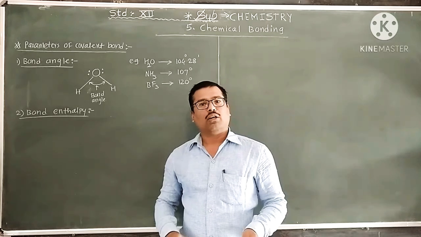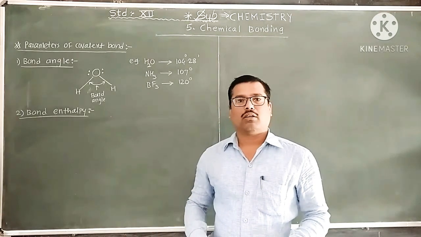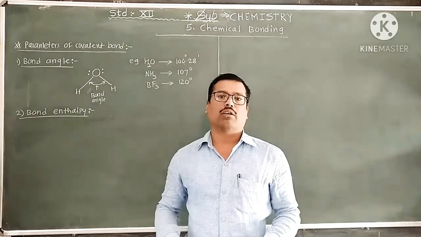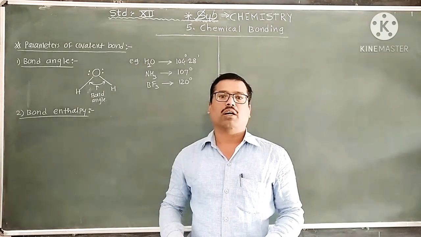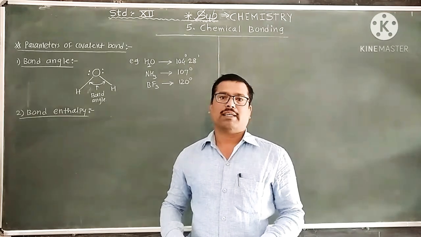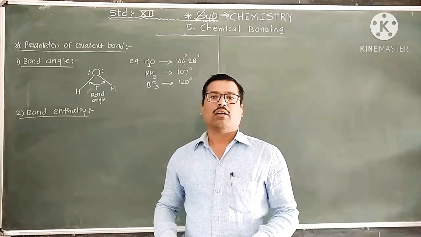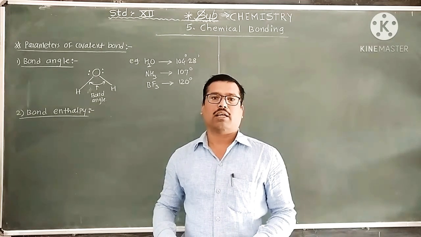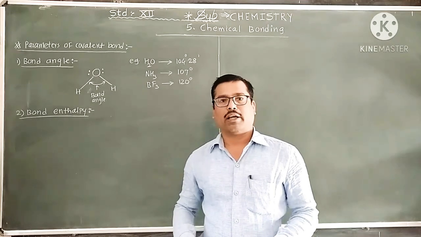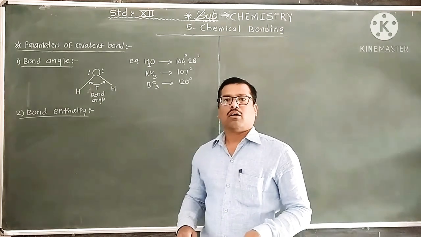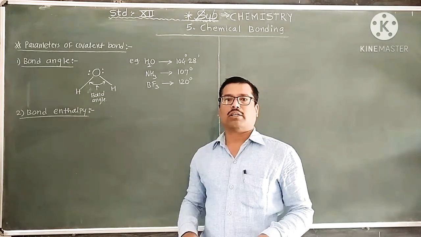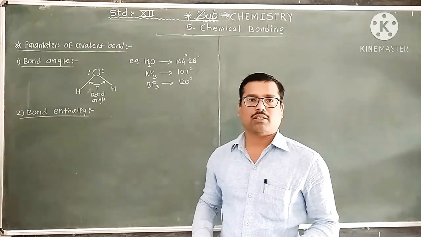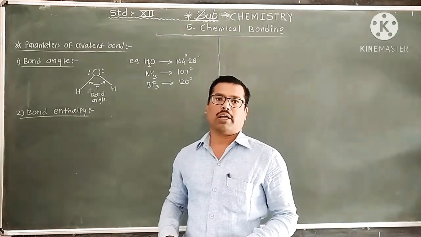The angle between the two orbitals holding the bonding electrons is called the bond angle. The angle between the orbitals, ऑर्बिटल मध्ये असलेला angle that holds the bonding electrons, त्या ऑर्बिटल मध्ये इलेक्ट्रॉन्स आहेत, is called the bond angle. This is the definition of a bond angle.